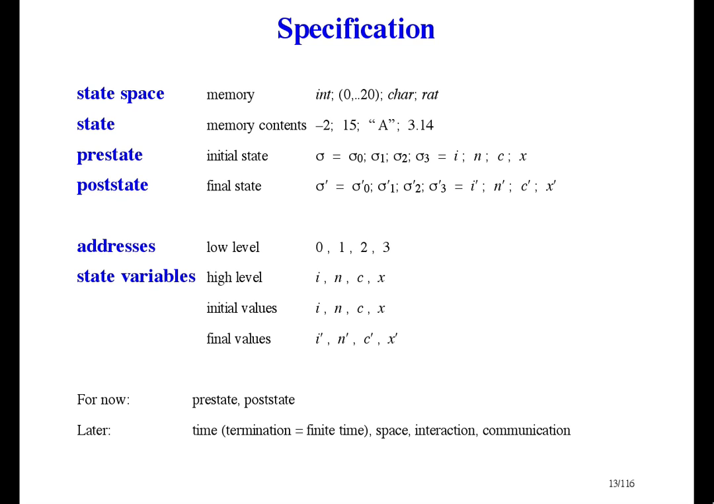We could specify lots of other things about computations, and we will later. We will talk about execution time and space requirements and interactions and communications. By the way, termination means the execution time is finite. And non-termination means the execution time is infinite. So termination and non-termination are timing issues, and we'll get to them later. But we're going to start out very simply, just talking about the pre-state and the post-state, not about timing, so not about termination.